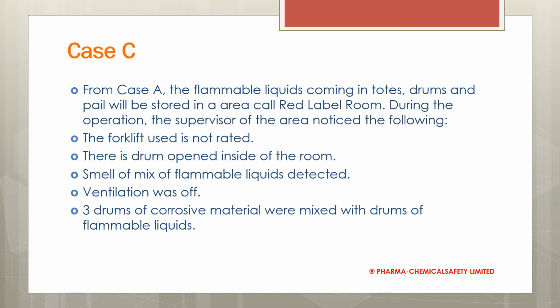Case C. So from case A, the flammable liquids coming in totes, drums, and pails will be stored in the area called red label room. During the operation, the supervisor of the area noticed the following: the forklift is not rated, there is a drum open inside of the room, a smell of a mix of flammable liquids was detected, ventilation was off, and 3 tons of corrosive material was mixed with drums of flammable liquids. What do we need to do?